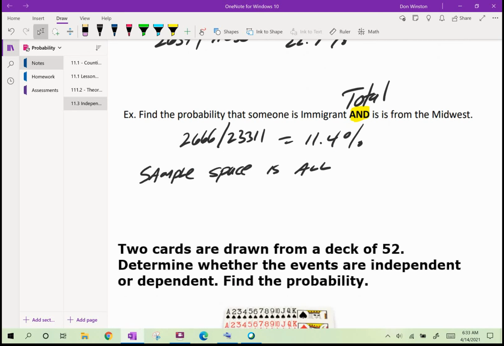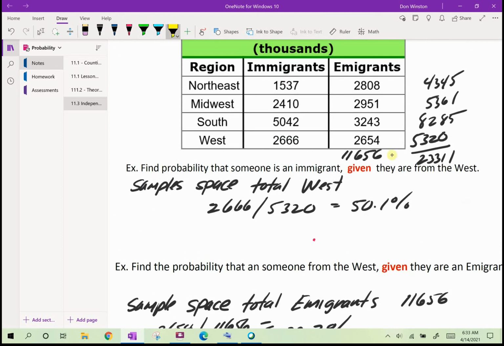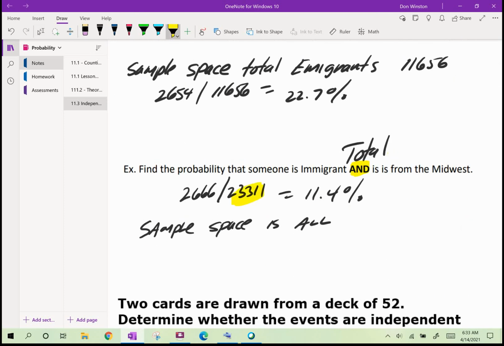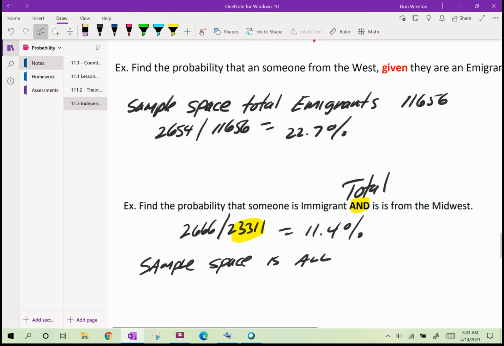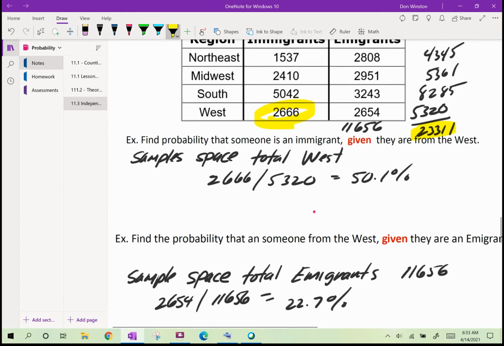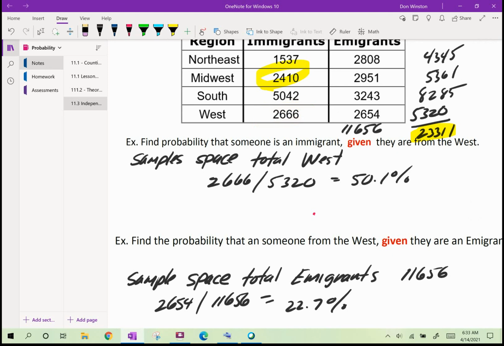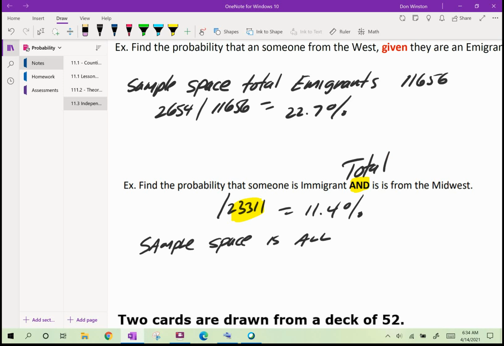So find the probability that someone is an immigrant and is from the Midwest. Well, up here you'd have to total everybody, and the total of everyone is 23311. So that's my total sample space. But now we have to look to see who is an immigrant and is from the Midwest. Did I say West or Midwest? Midwest, right? So immigrant and from the Midwest, that should be 2410.